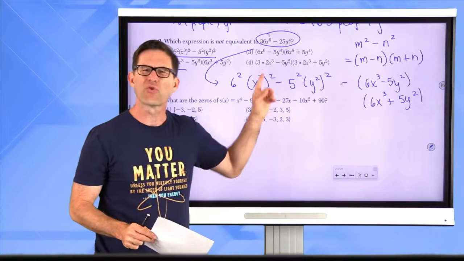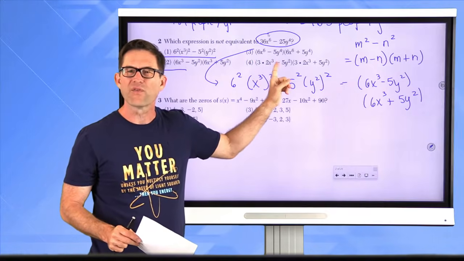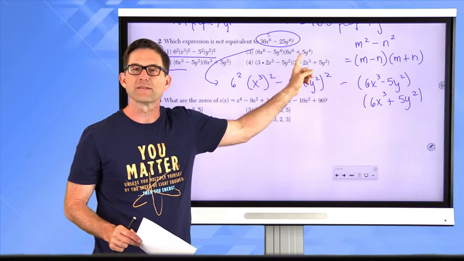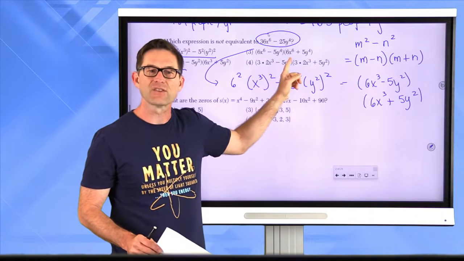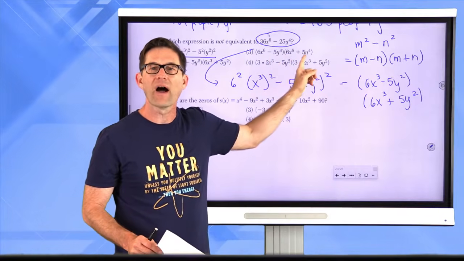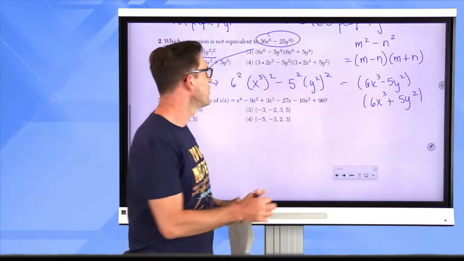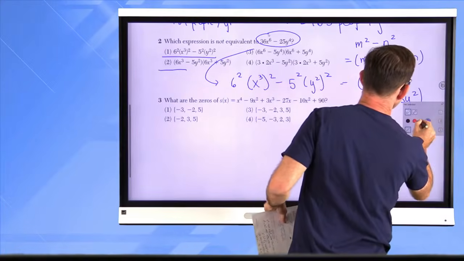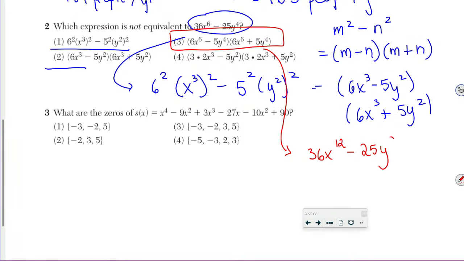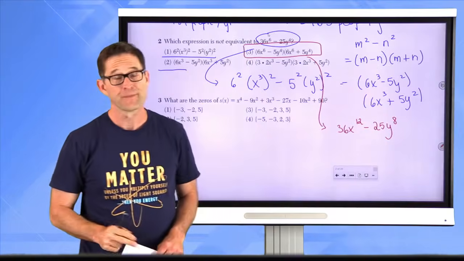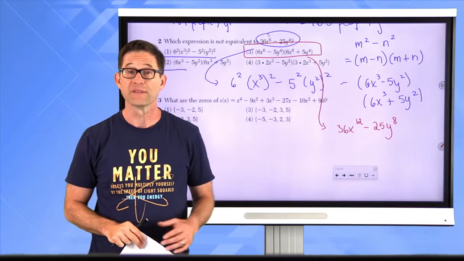And then I look at choice 3. 6x to the 6th minus 5y to the 4th times 6x to the 6th plus 5y to the 4th. Well, if I actually multiplied those out, I would get 36x to the 12th minus 25y to the 8th. So this thing, maybe put it in red, given that I'm getting this all marked up everywhere. This is our winner because ultimately, if I multiplied that out, I would get 36x to the 12th minus 25y to the 8th. And that would obviously be incorrect. That would not be the same.